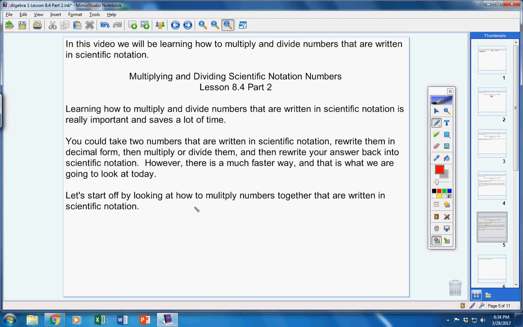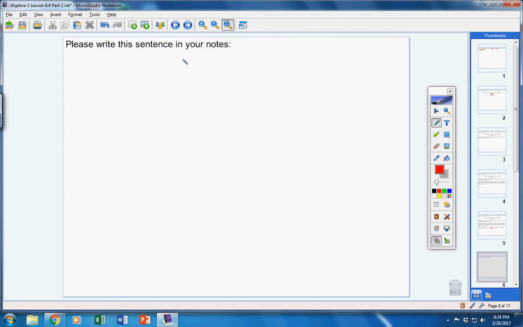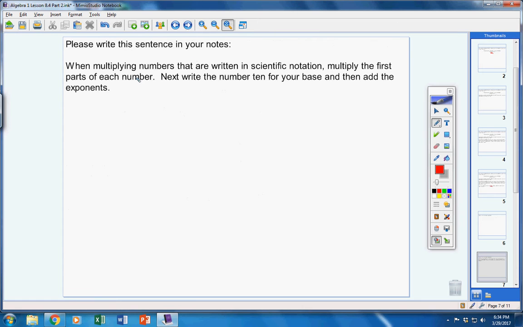Please take great notes, please pay close attention. This is a very simple lesson today. It's not difficult at all. It's a very short lesson, but pay attention and you should be fine. Let's start off by looking at how to multiply numbers together that are written in scientific notation. Okay, so we're going to start off with multiplication first. I would like you to write this sentence in your notes. Please copy this down. Now again, if I go too fast, just pause the video.